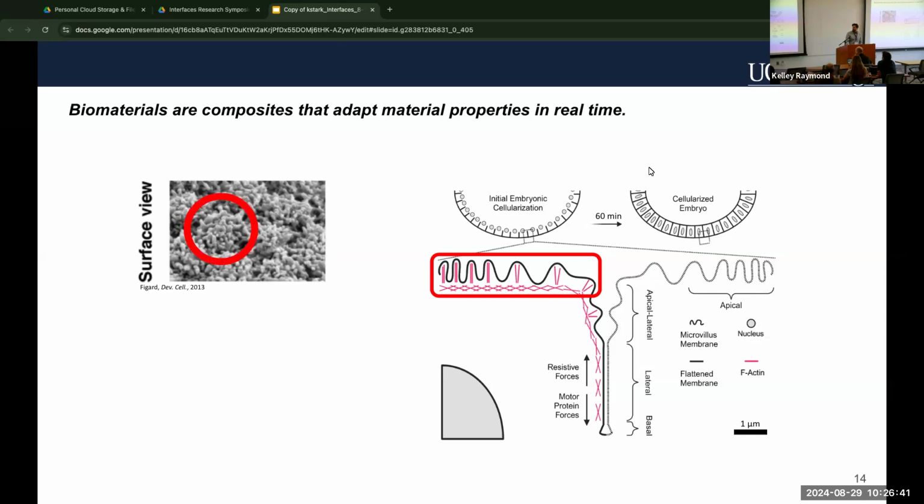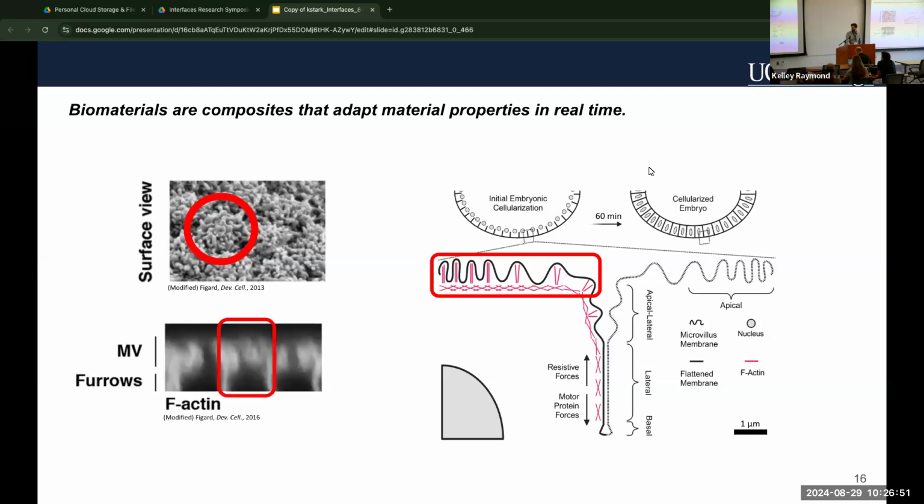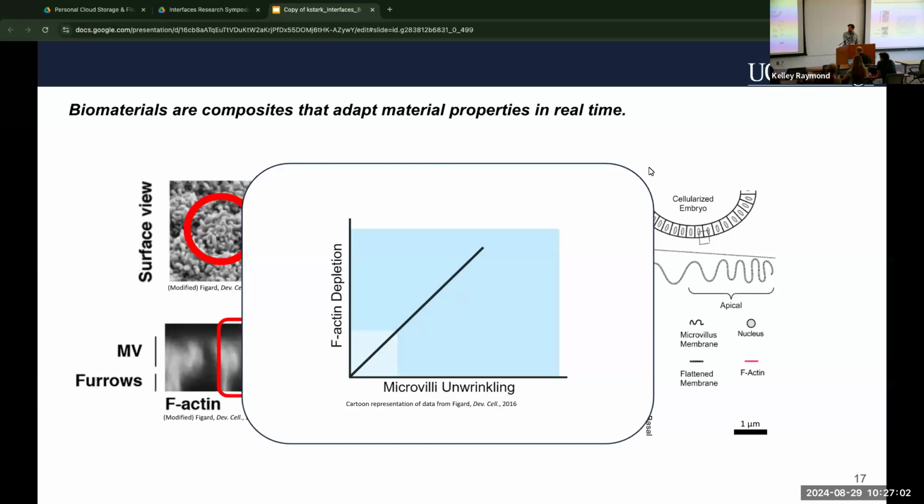On the left-hand side is an EM image. I put in a red circle there, one cell. All those little bumps are the microvilli, or the extra material that's being stored. If we look underneath that through a cross-section very similar to the cartoon, we see a bunch of F-actin. F-actin is simply a type of cytoskeleton, and we see it building up in that area. In fact, some work has shown that F-actin depletion and microvilli and wrinkling tend to have a roughly linear correlation as these furrows invaginate.